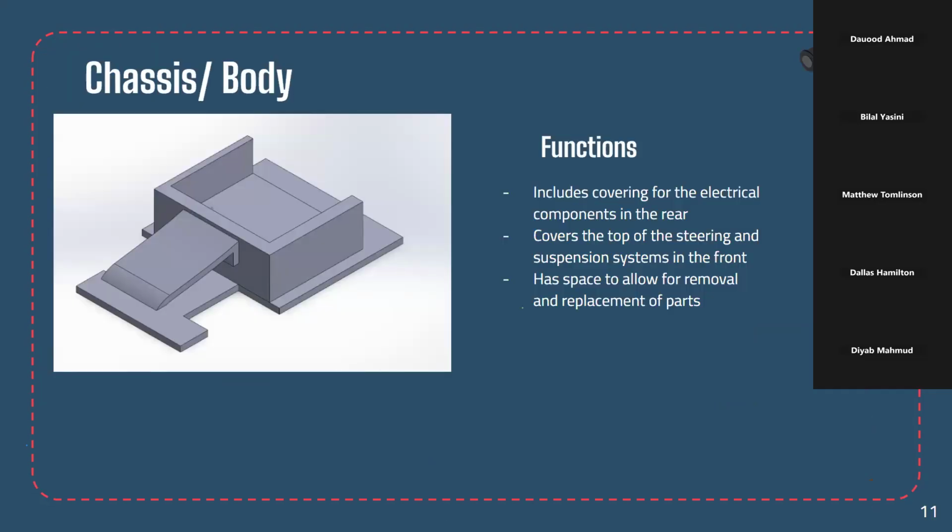For the chassis, the functions include covering the electrical components in the rear. It covers the top of the steering and suspension systems in the front and has space to allow for removal and replacement of parts, giving it modularity.